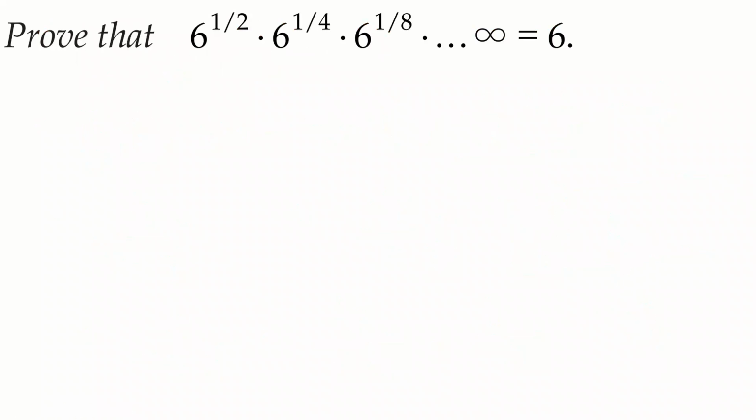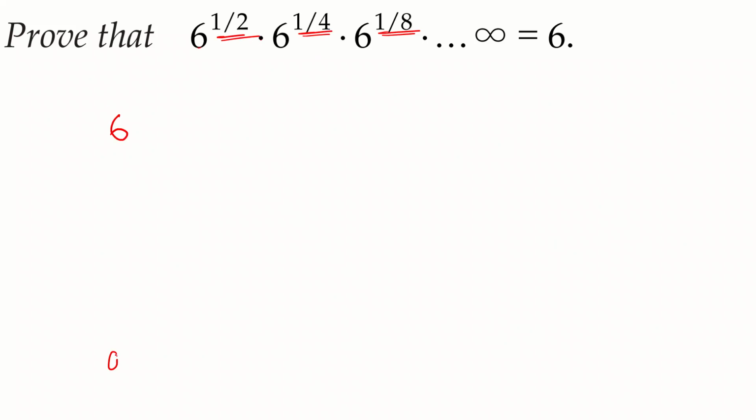Okay, next question. Prove that 6 to the power of half times 6 to the power of 1/4 times 6 to the power of 1/8 till infinity is equal to 6. So as of now you can see that there are products over here. So this is not actually a series, but what we can do is just add up all these powers. We know that 6 power something times 6 power something, we can add all of these powers, right?